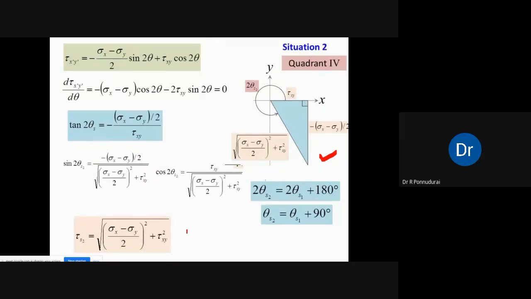Everything is available in the textbook. You have to take the general equation and get the values of sine 2 theta and cos 2 theta from the triangle, depending upon the quadrant. If tan 2 theta is positive, go for the 1st and 3rd quadrants. If tan 2 theta is negative, it will be the 2nd and 4th. From the 2nd and 4th quadrants we get the maximum shear stress. From the 1st and 3rd, you can get the maximum and minimum principal stresses. I suppose it's clear to you now.